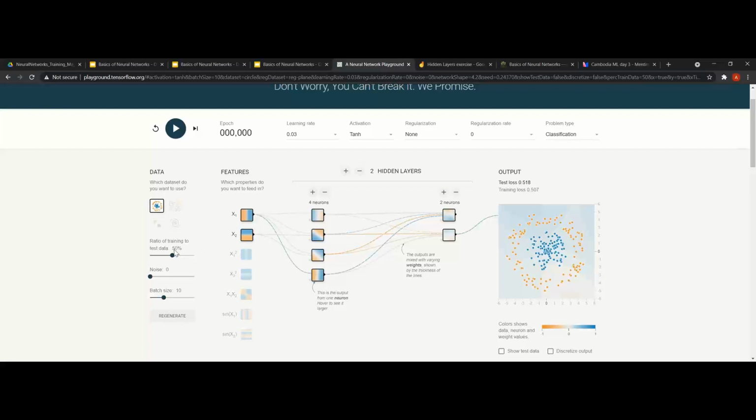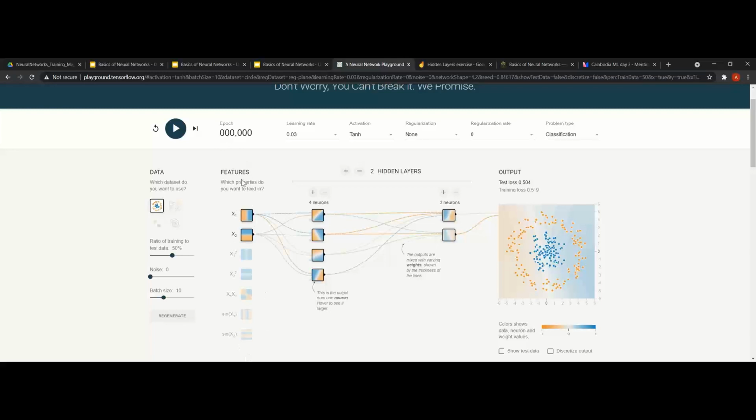Just quickly, the ratio of training to test data, we talked about this yesterday. Here it's set to use 50% for training and then 50% for test. You can change that to 70 training, 30 test, and you can test different things.